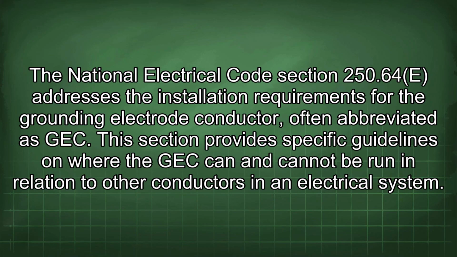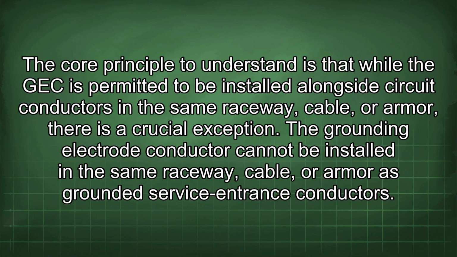The National Electrical Code Section 250.64(E) addresses the installation requirements for the grounding electrode conductor, often abbreviated as GEC. This section provides specific guidelines on where the GEC can and cannot be run in relation to other conductors in an electrical system. The core principle to understand is that while the GEC is permitted to be installed alongside circuit conductors in the same raceway, cable, or armor, there is a crucial exception. The grounding electrode conductor cannot be installed in the same raceway, cable, or armor as grounded service entrance conductors.